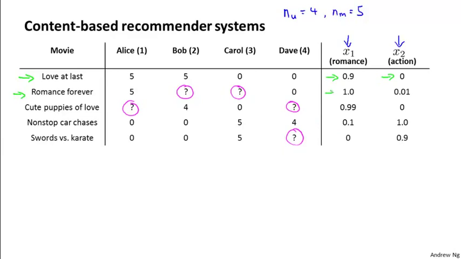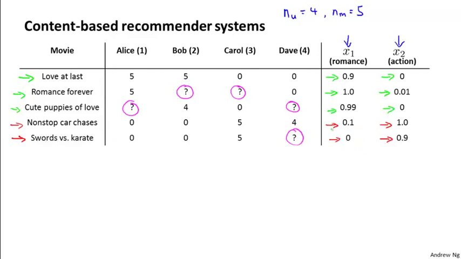Romance Forever, so 1.0, lots of romance, and 0.01 action. I don't know, maybe there's a minor car crash in that movie or something, so it's a little bit of action. Skipping one, let's do Swords versus Karate. Maybe that has a 0 romance rating, no romance at all in that, but plenty of action. And Nonstop Car Chases, maybe again there's a tiny bit of romance in that movie, but mainly action. And Cute Puppies of Love, again, mainly a romance movie with no action at all.